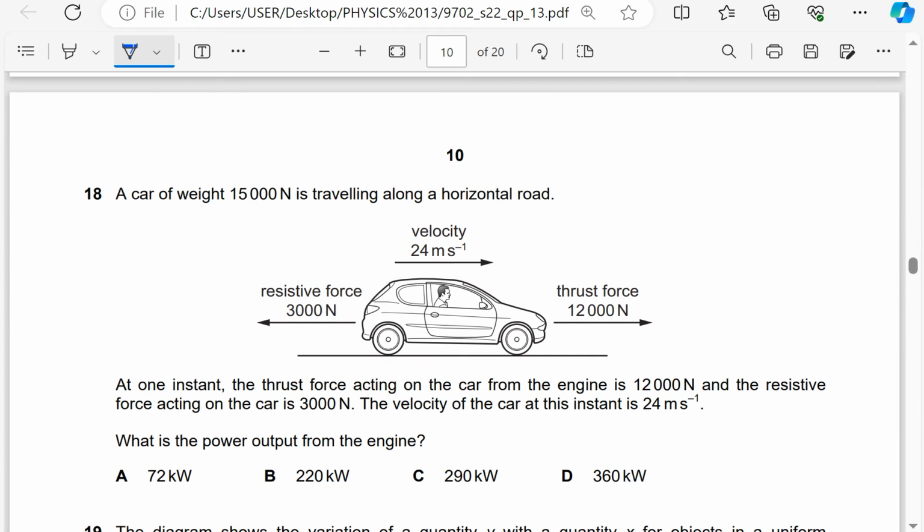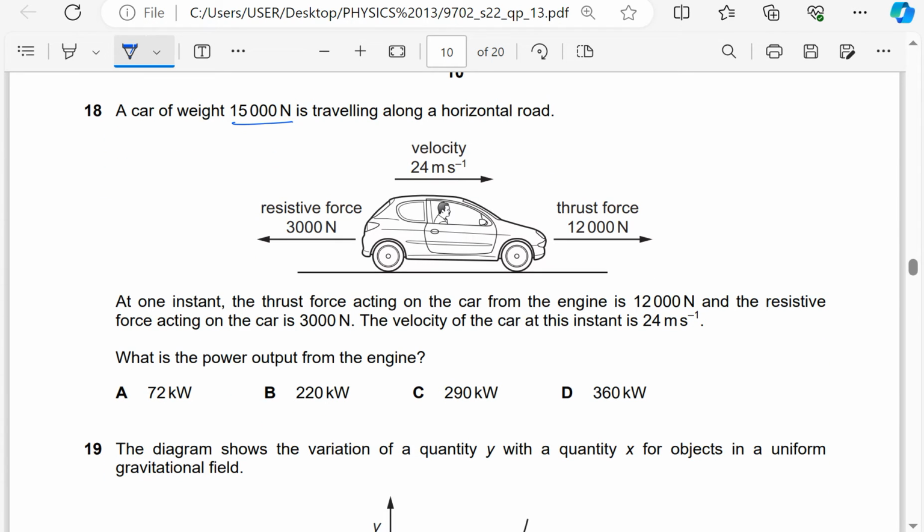A car of weight 15,000 newtons is traveling along a horizontal road. At one instant, the thrust force acting on the car from the engine is 12,000 newtons, and the resistive force is 3,000 newtons. The velocity of the car at this instant is 24 meters per second. What is the power output from the engine?